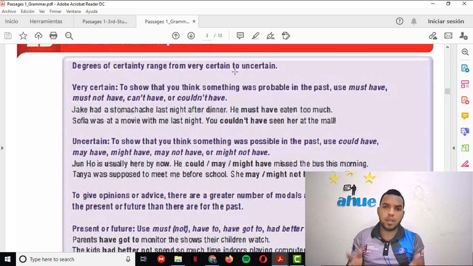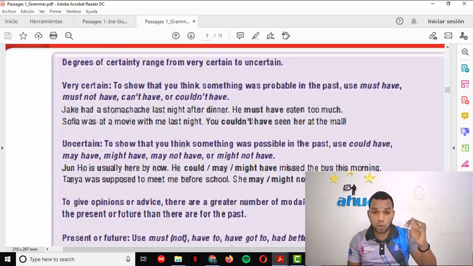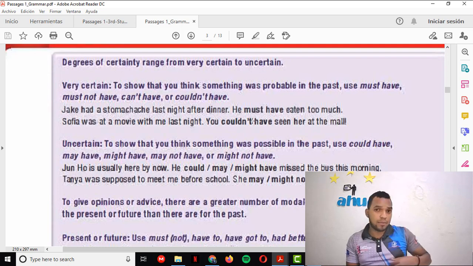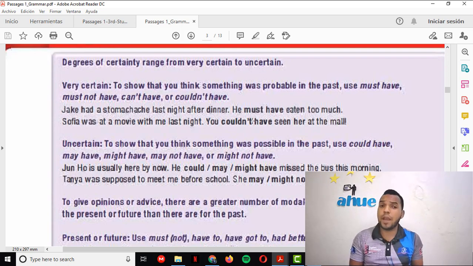Okay, here we got an example that says: Jake had a stomachache last night after dinner, so he must have eaten too much. So this is something that they are, as they say, very certain about. That person is totally sure that the stomachache Jake has is because he must have eaten too much. Sophia was at a movie with me last night, so you couldn't have seen her at the mall.